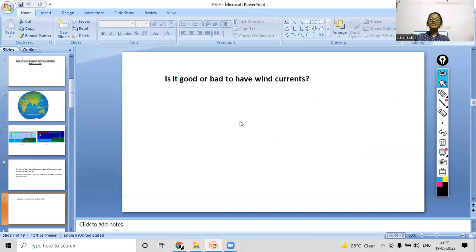Because only then will these phenomena happen, land breeze and sea breeze, which are very important. Otherwise, the land will get very hot. Yes, you answered it correctly. And some said bad also.